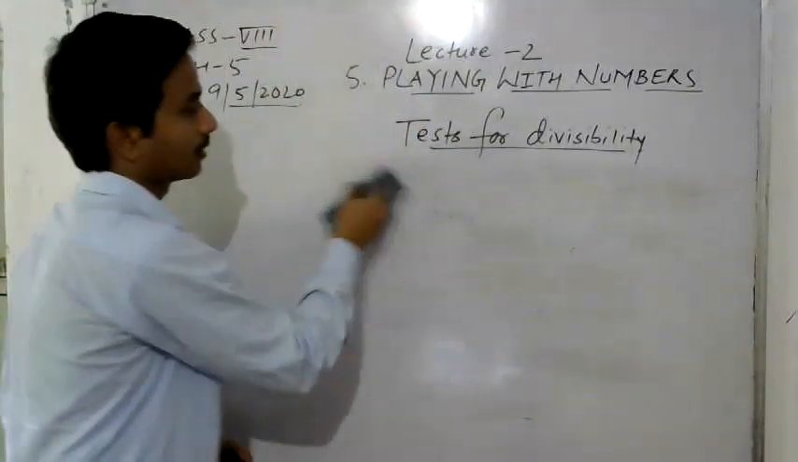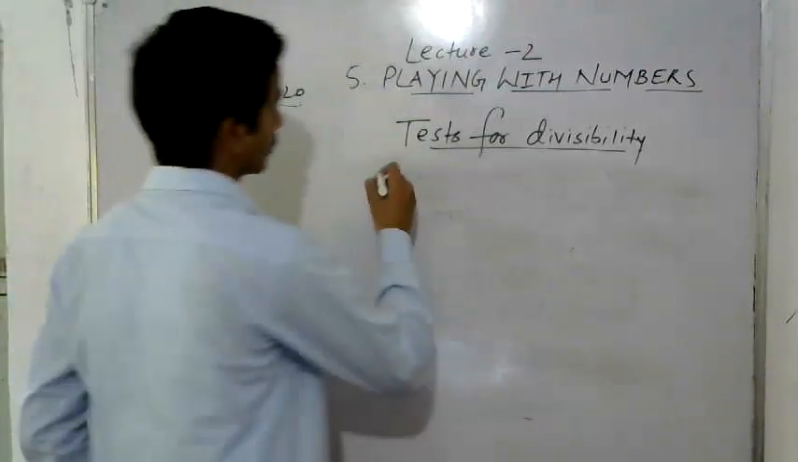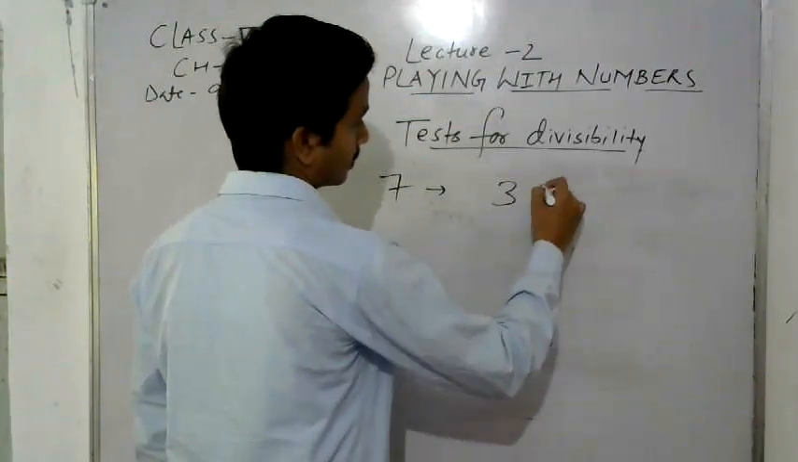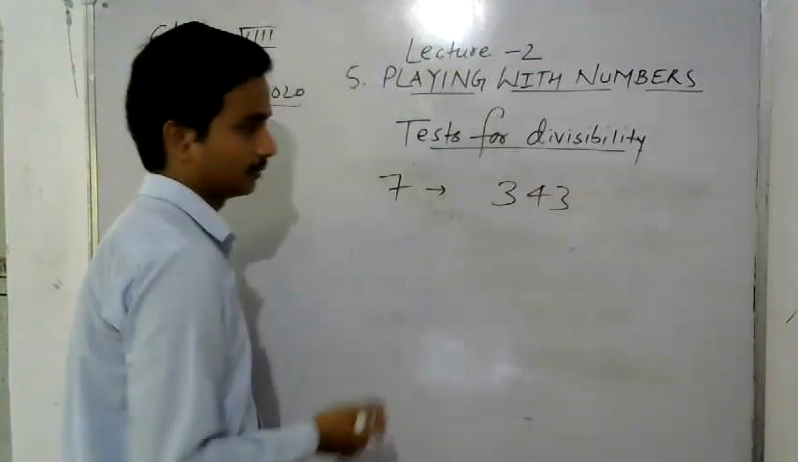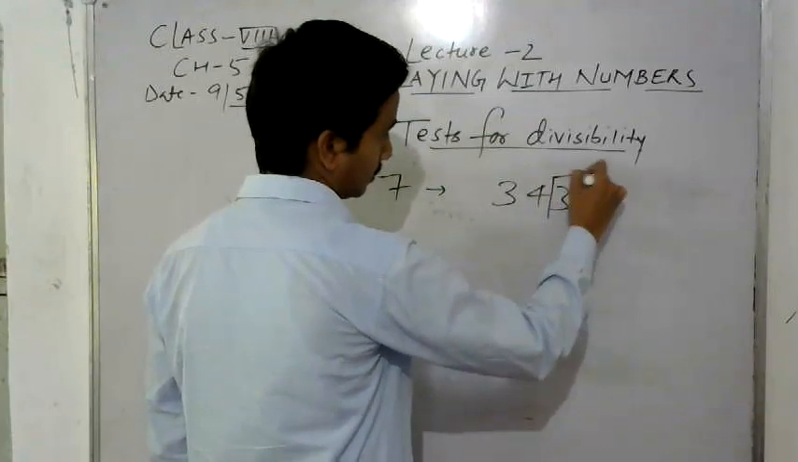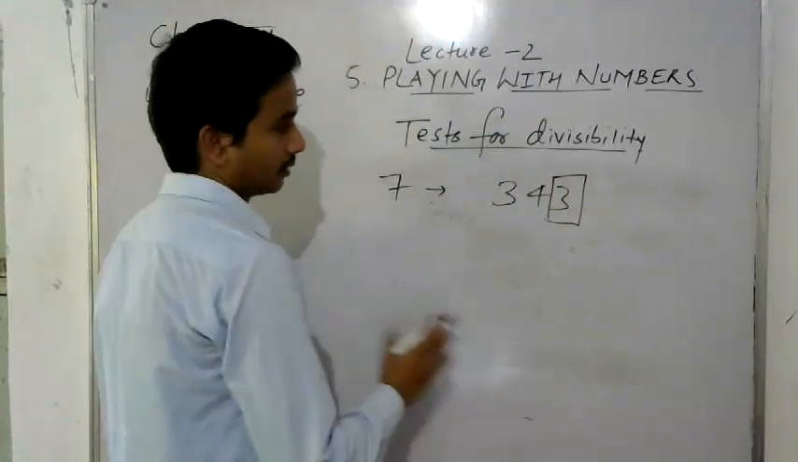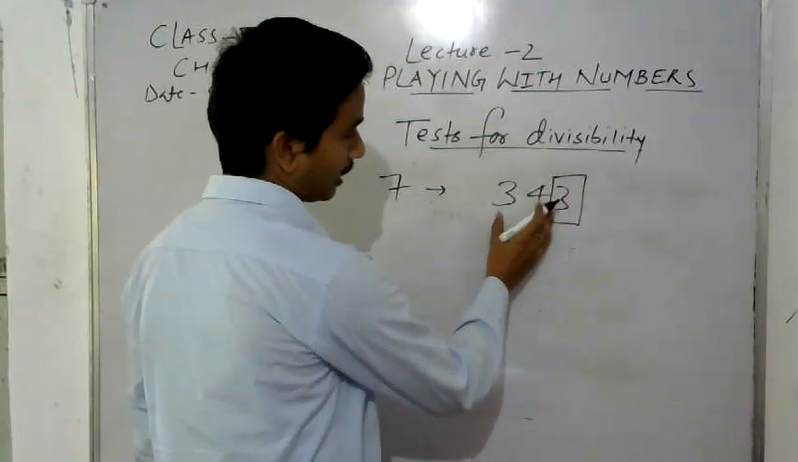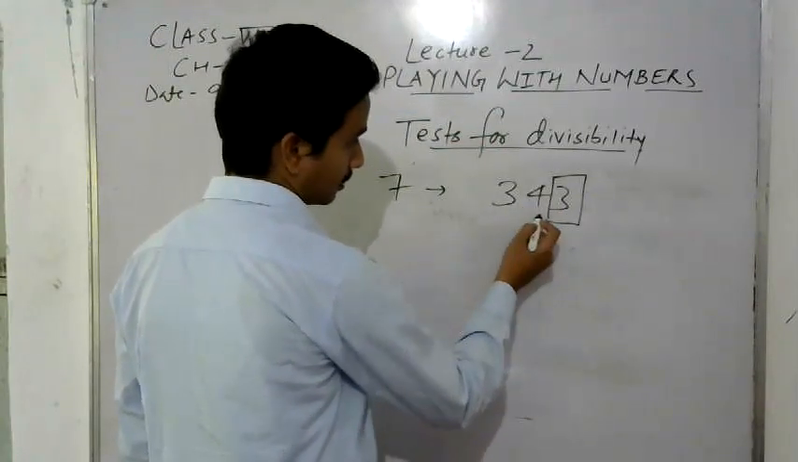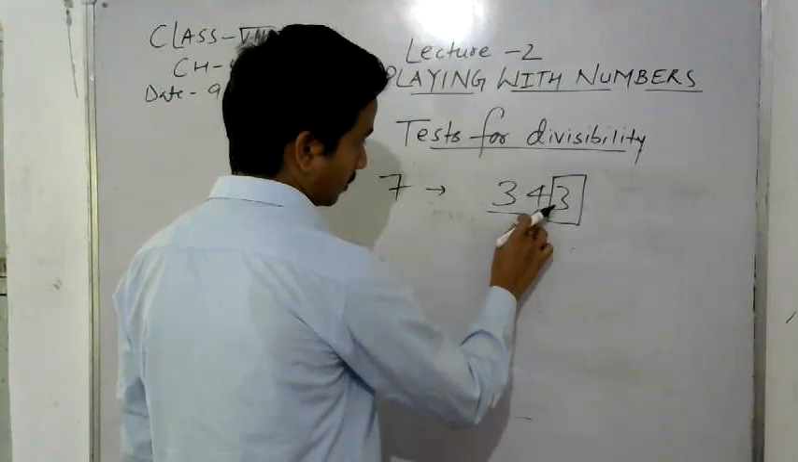Now we will see for 7. Let us take an example, 343. First of all, select the last digit and separate it from the remaining digits. This is the remaining digit.